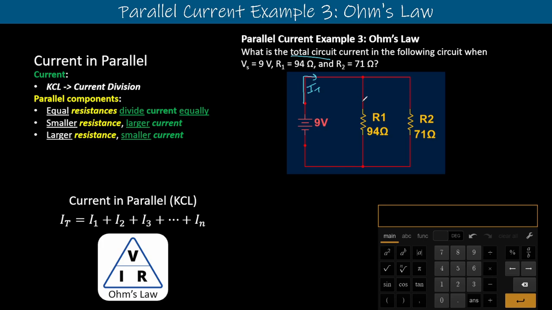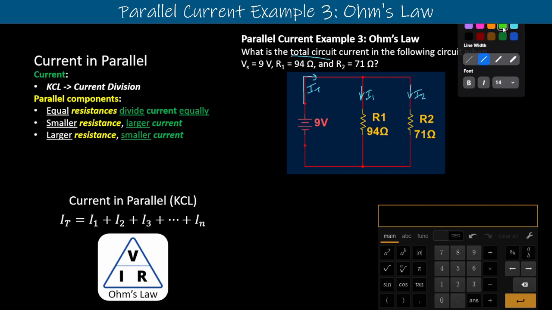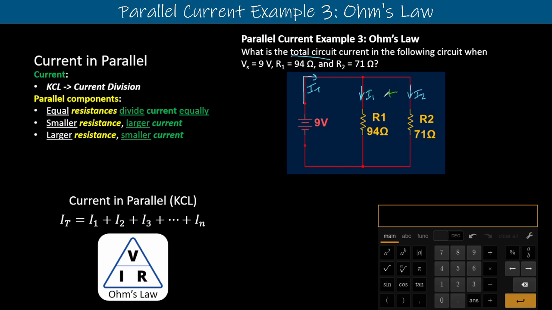We also have two other currents in this circuit, right? We have I1 and I2. Right? And we know that if we were to sum those two currents together, we would end up with our total current. And that's what KCL says. It says that we can add up our branch currents to identify the total current.